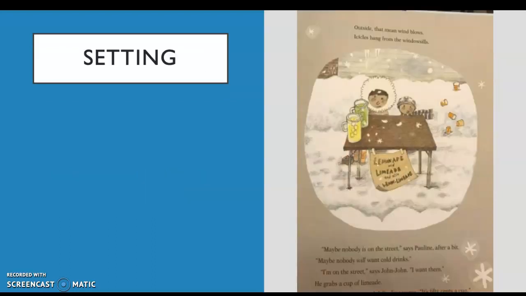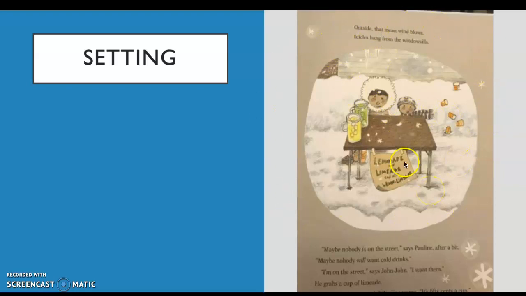Let's go ahead and take a look at this illustration. We're going to use this illustration to help us tell the setting in the story. Let's first go ahead and read because we want to use details from the reading as well as the illustration to help us.